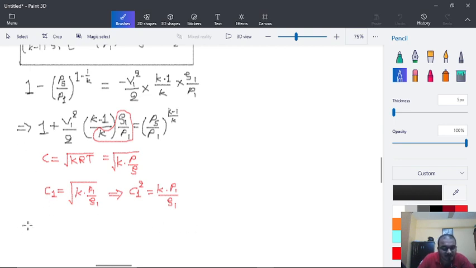So again this implies that 1 plus V1 square upon 2 into 1 upon C1 square into K minus 1 is equal to PS upon P1 into K minus 1 upon K.